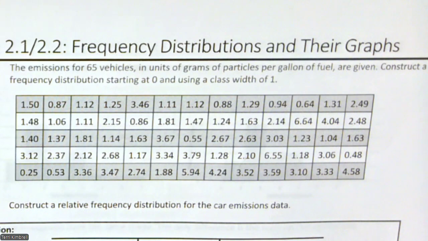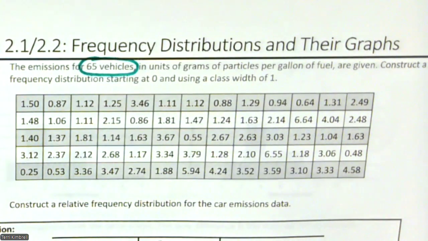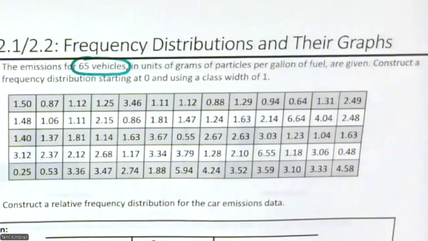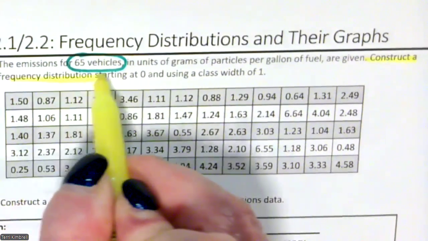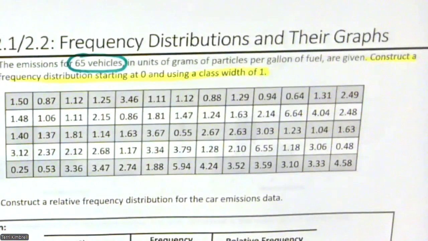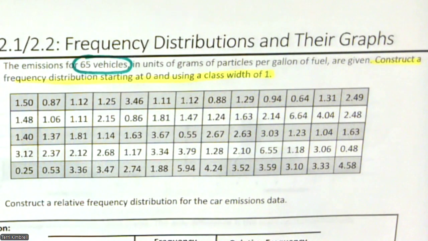Okay, so this is where you have to pay very close attention to the reading. So one thing it tells us is that there are going to be 65 vehicles. So when I do my counts, this does need to total 65. Another thing that it's telling me is we need to construct a frequency distribution. And it says start at 0 with a class width of 1. So what that means is we're going to have to start at 0, and then we're going to add vertically.